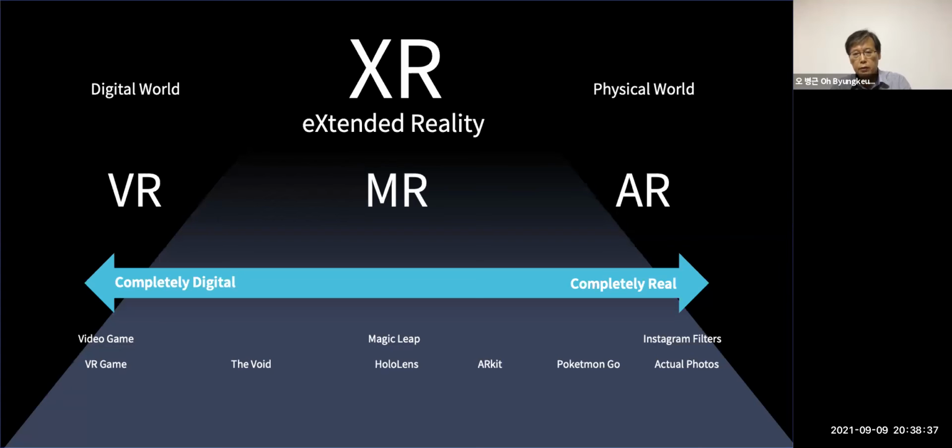There are three parts in XR. The first one is VR. VR is totally digital, like video games and VR games. Next is MR, mixed reality, like HoloLens. It has a transparent screen, so you can see digital contents in the physical world. And AR uses a smartphone's camera. Digital contents can be uploaded onto the camera's video.